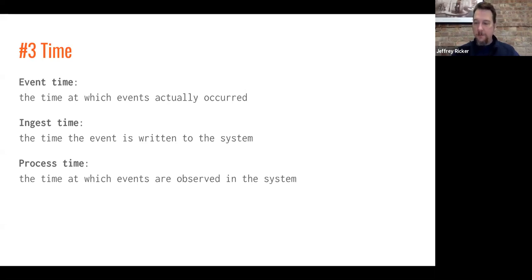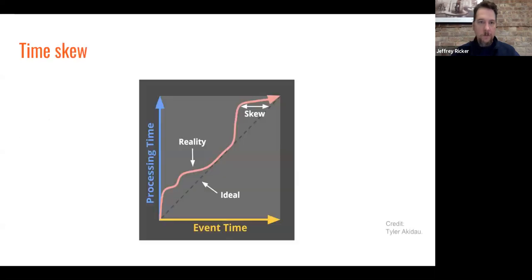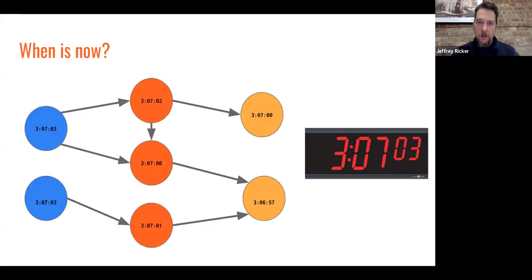And even if that is milliseconds or nanoseconds, it's going to be different. As a result, you always have this issue of time skew in stream processing. Now, the ideal is that event time equals process time, but it doesn't happen. So there's always a skew between the process time and the event time. So what is now, right?